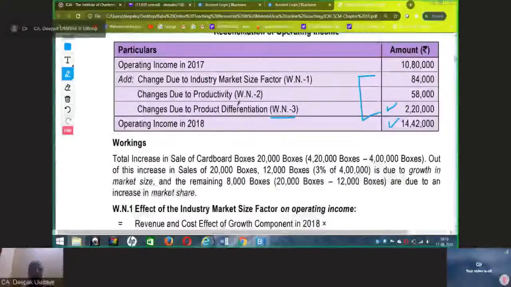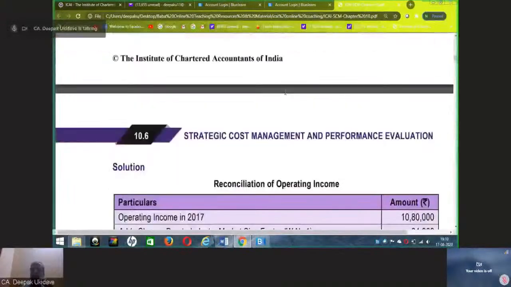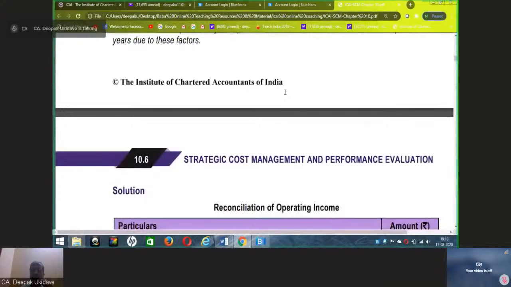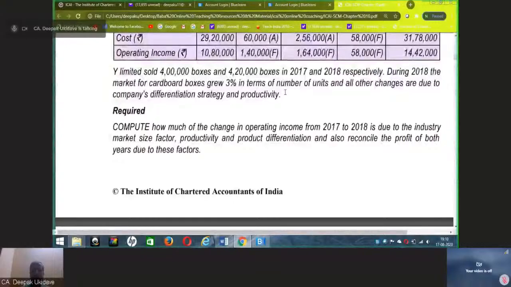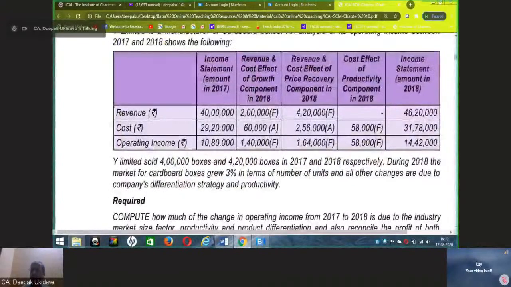So 10,80 and 14,42. Let us compare with our original data, the original question. We had picked these up from the original question, but once again to be doubly sure: 10,80 and 14,42. See, here are the figures we had lifted from the original question. From the given data, you should know which figures to concentrate on for analysis purposes. 10,80 is the operating income of last year, and 14,42,000 is the operating income of the current year.